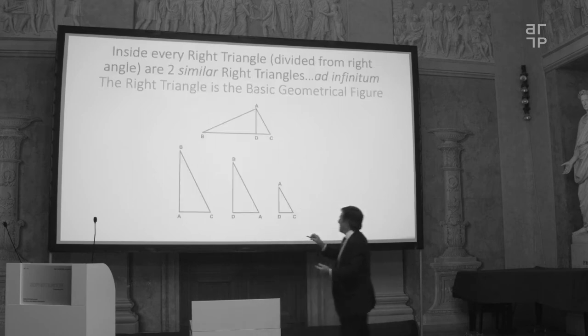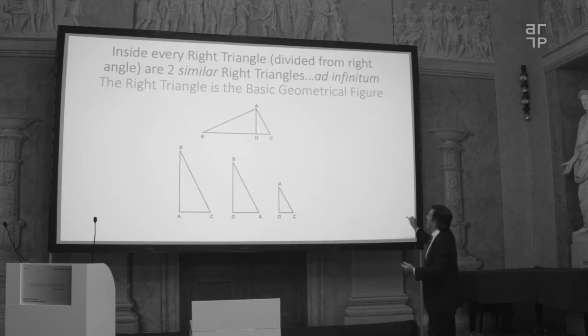So here's how this thing works. Take any right triangle, the right angle at A, drop a perpendicular. It divides the big guy into the medium-sized guy and the little guy. Same shape, different size.